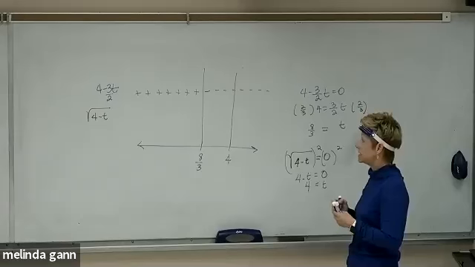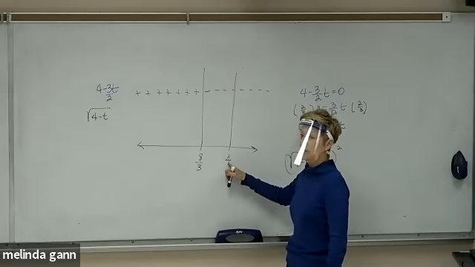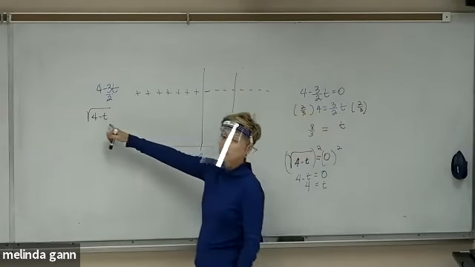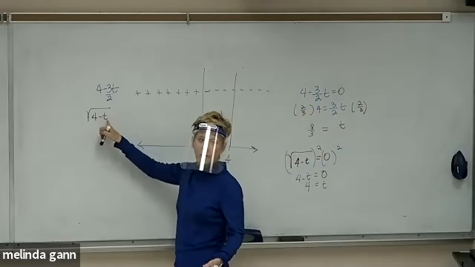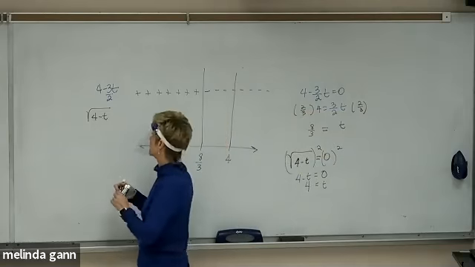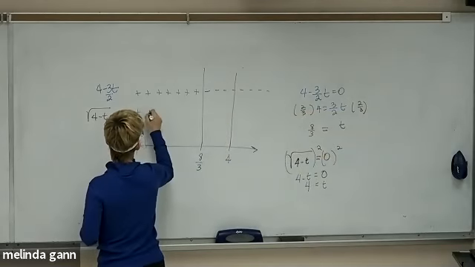All right, what's an easy number that's smaller than 4 that I can plug in to this root? 0. Okay, what's 4 minus 0? 4, and the square root of 4 is 2. Is that positive or negative? Positive.